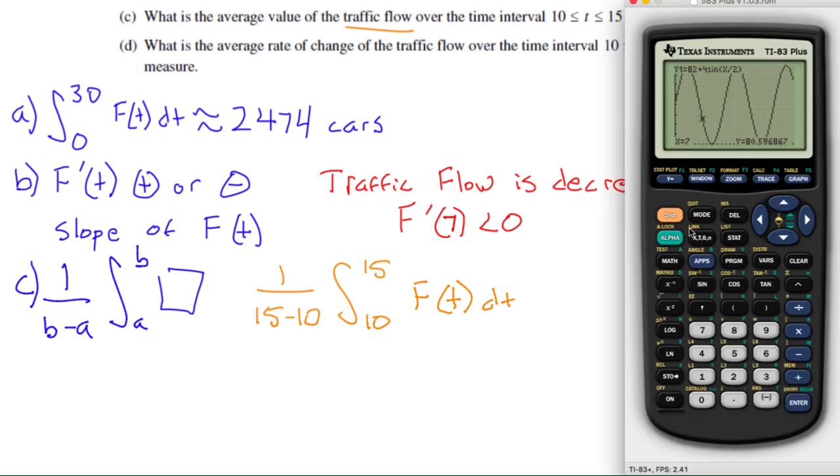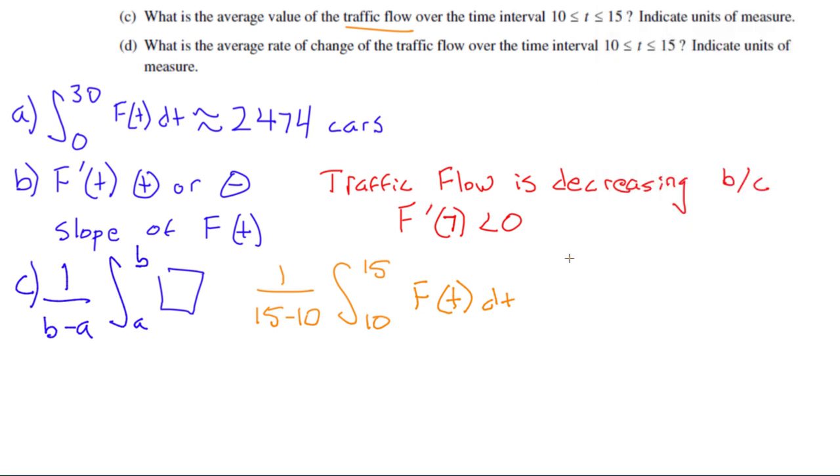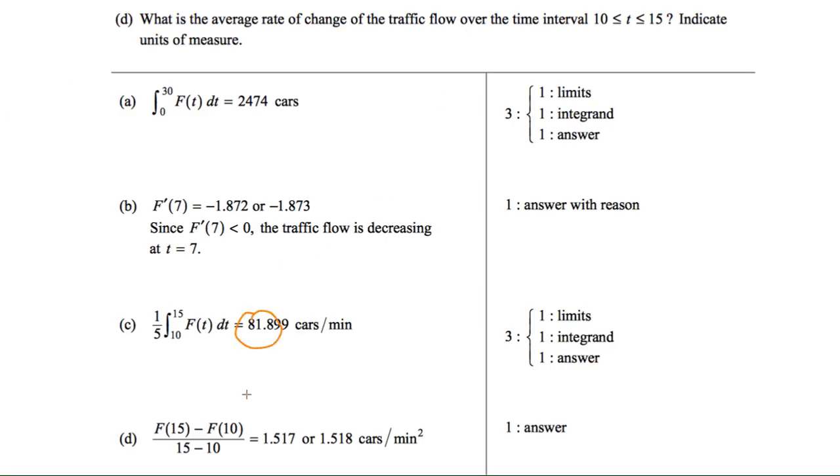So again, enter this on your calculator. I'm going to do 1/5 because 15 minus 10 is 5. So I'm going to do 1/5 times math 9, the integral of y1 with respect to x from 10 to 15. Hit enter, and it should give me my answer as 81.899. So this is approximately 81.899. Did I get that correct, Mr. Sindel? 81.899. Ooh, I forgot my units, of course.